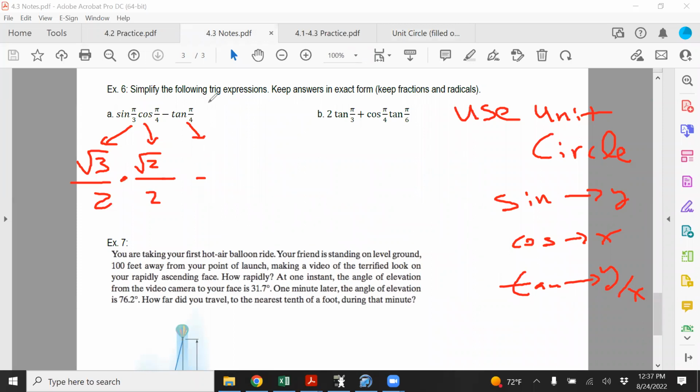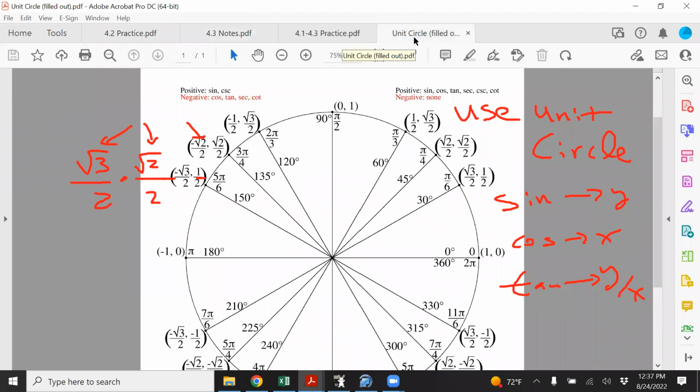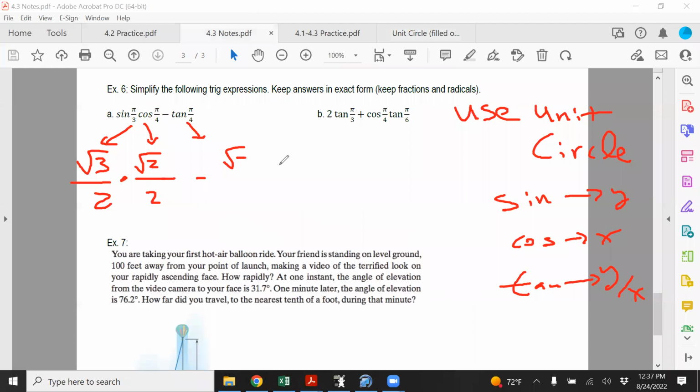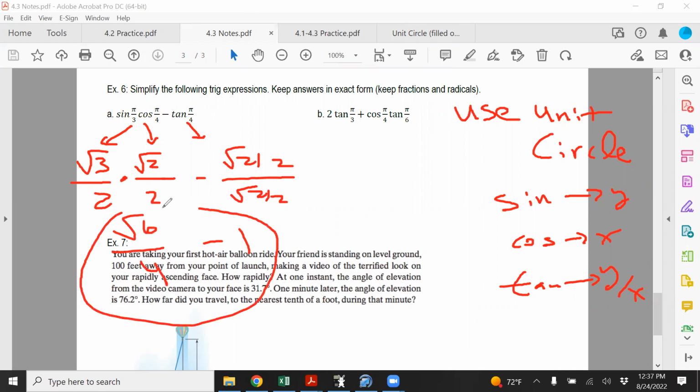Okay. Then pi over 4, back to the same place again. The tangent is y over x. So y is root 2 over 2. X is also the same thing. What happens if you divide two things that are the same? So we have 1. Good. You get root 2 over 2 over root 2 over 2, which of course is 1. So you have root 6 over 4 minus 1. Not that hard.